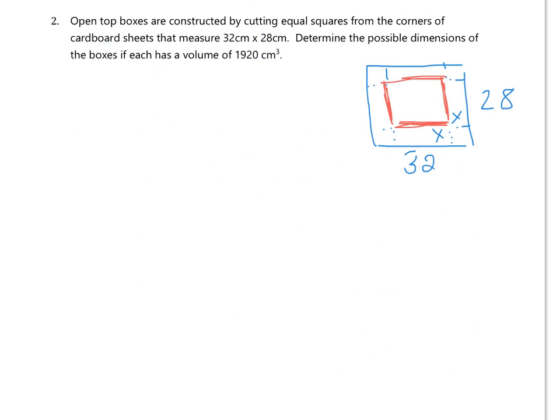So let's set up our volume statement. We know that V of x, the height of our box, is going to be x. This length right here, across, we can represent as 32 minus 2x. And then this one right here would be our 28 minus 2x.